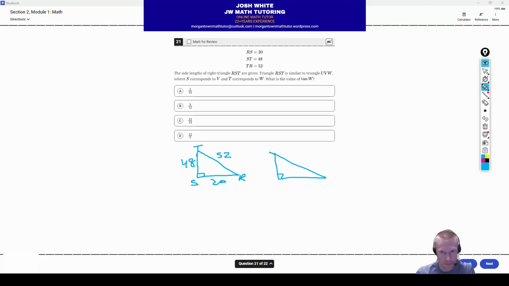Now, R matches up with U, so U has to go down here. S matches up with V, same position, so V is the right angle. T matches up with W. So now, what is the value of tan W? Here's the thing: angle T and angle W are the same number, whatever they are. So the tangent of T is going to be equal to 20 opposite over 48 adjacent.